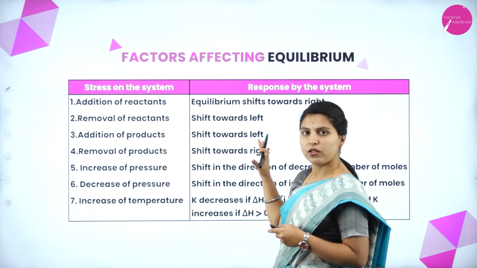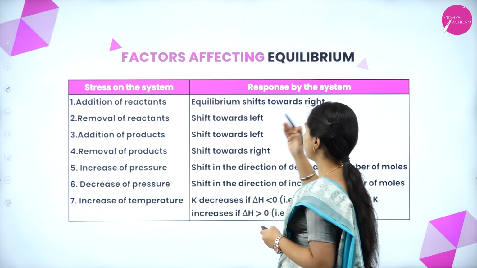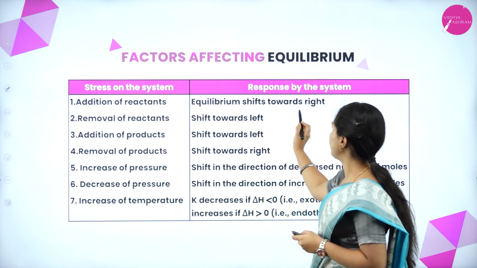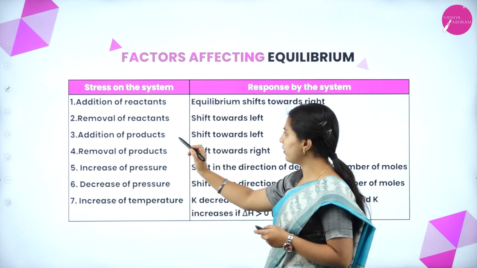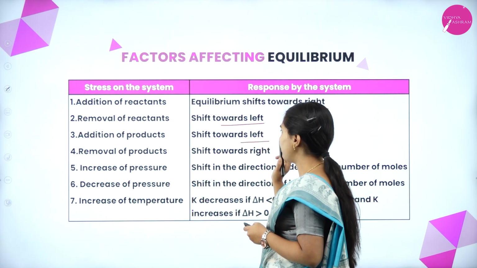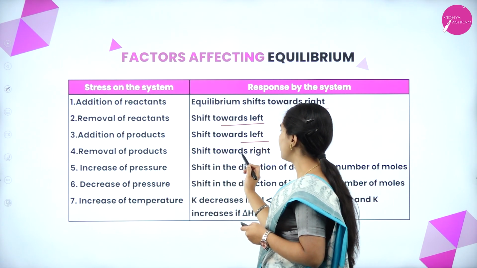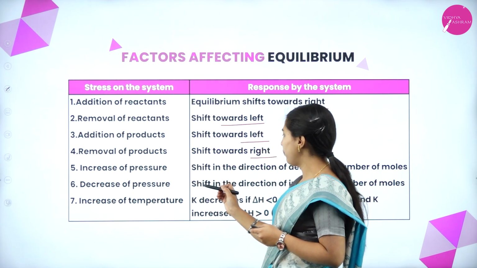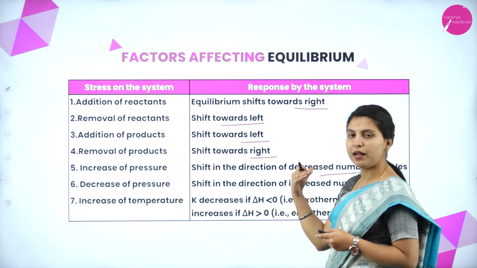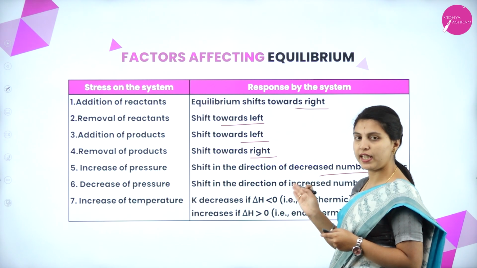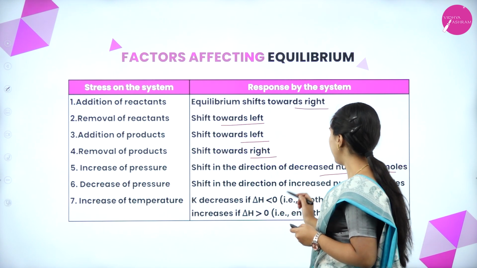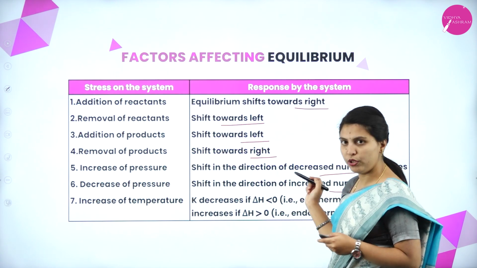The overall concept of stress on the system and response by the system is: addition of reactants, equilibrium shifts to the right. Removal of reactants, shift towards the left. Addition of product, shift towards the left. Removal of product, shift towards the right. Increase of pressure, shift in the direction of decreased number of moles, meaning towards the side where the number of moles is less. Decrease of pressure, shift in the direction of increased number of moles.